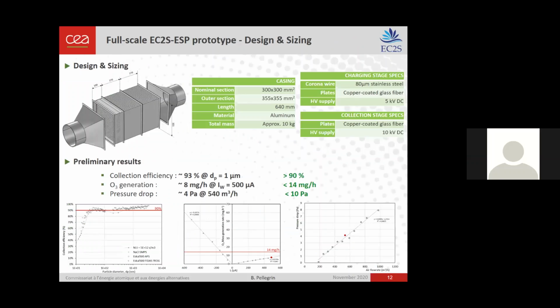So using all those results, we designed the full-scale electrostatic precipitator prototype, and we started to manufacture it, and we already started to assess its performances. The preliminary results are quite encouraging and in good agreement with what we expected. They are presented here: a collection efficiency over 90% for particles with 1 micron diameter, ozone generation lower than what we expected, and very low pressure drop at 4 Pascal.